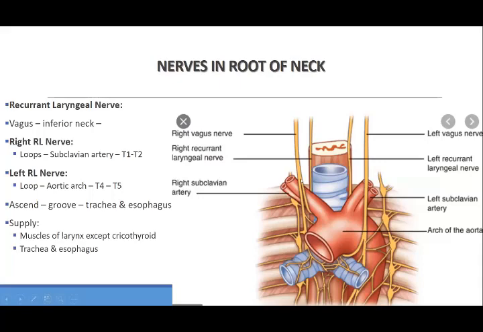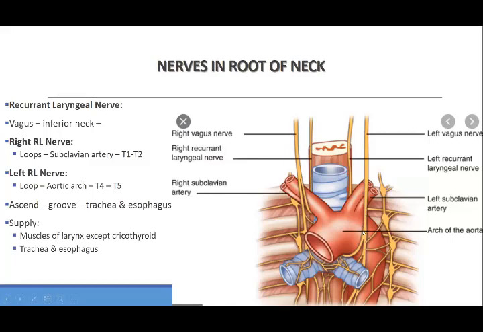The recurrent laryngeal nerves on both sides arise in the lower part of the neck. They arise from the 10th cranial nerve. This is the 10th cranial nerve, the vagus nerve, on the left side. Let's talk about the left side first. In fact, the recurrent laryngeal nerve on the left side is given off in the thorax.